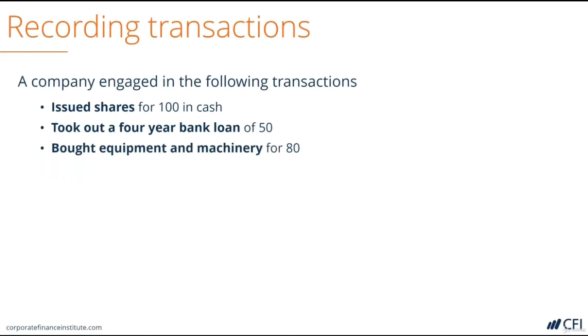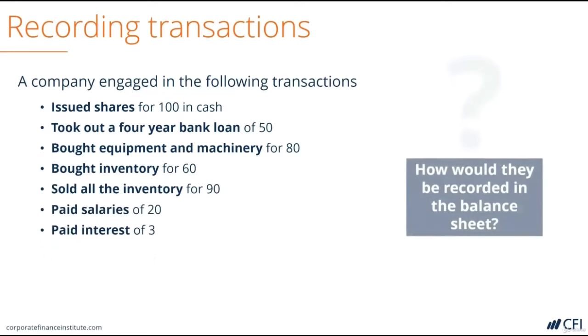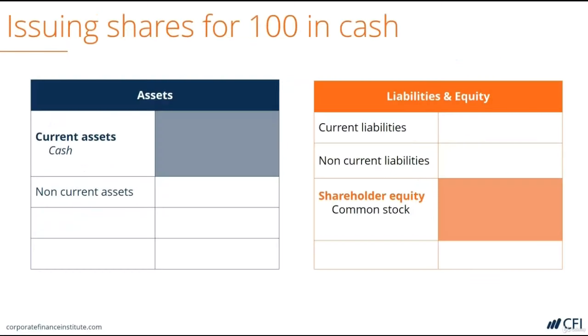It bought equipment and machinery for $80. It purchased inventory for $60. It later sold that inventory for $90 in the same period. It paid salaries of $20, and it paid interest of $3. So now the question is, how would the company record each of these transactions on the balance sheet using the double entry accounting method we discussed earlier? Let's look at what happens when a company issues shares for 100 in cash.